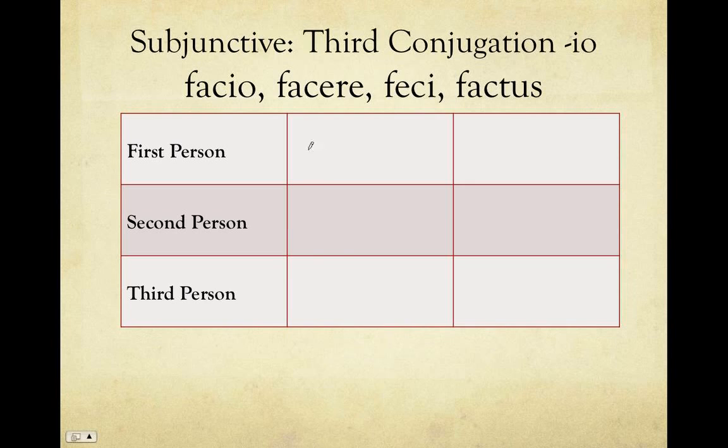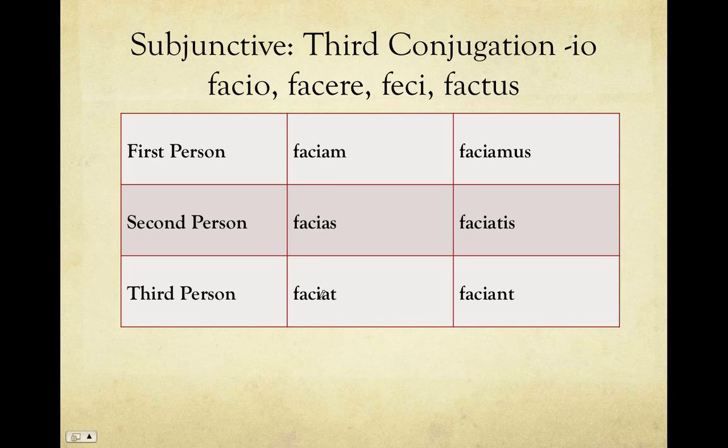Third io verbs, like facio or capio, are going to form the same way as we did for the third conjugation. That is, it's we fear a liar. But our stem is going to be faci. We're going to keep that I in there. So faci, vowel, and ending. Faciam, facias, faciat. Faciam, facias, faciat, faciamus, faciatis, faciant.